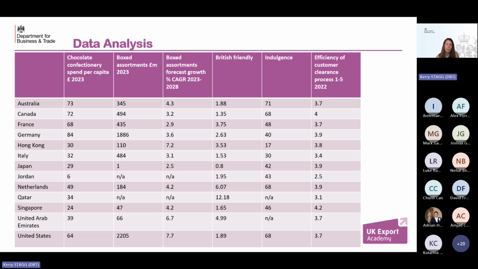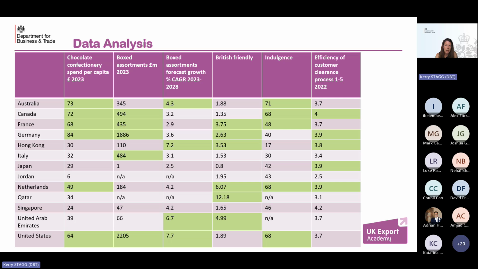And then that sort of customs and logistics measure, so the efficiency of customs clearance processes, and that's a rating out of 5. Now, for each column, we calculate the median score and highlight the countries that are above that score. Using the median is best as it's less sensitive to outliers and skewed distributions, but you can use a ranking if you find that easier. So then we highlight all of the boxes there which are above the median.